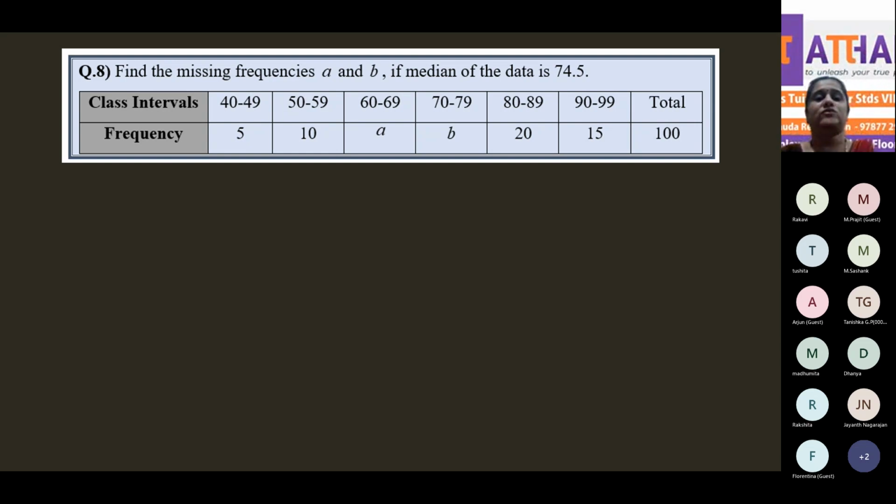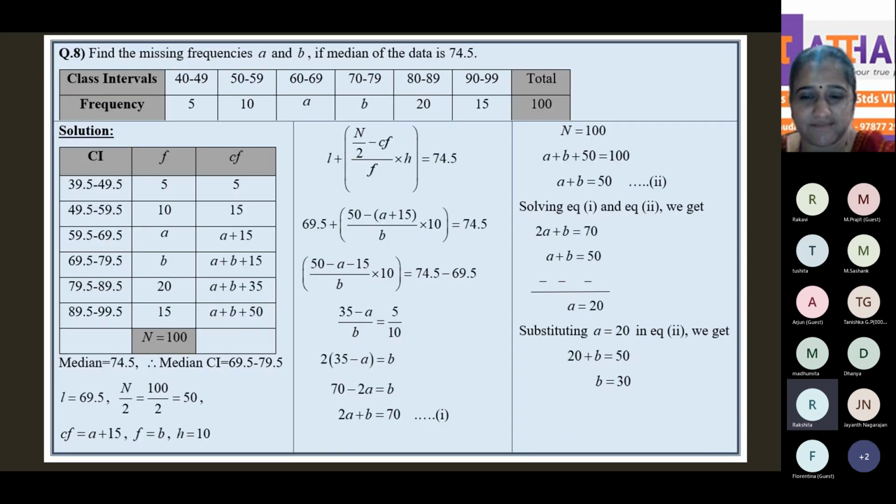A and B, values of A and B. Ma'am, I'm getting some value in point, but it's wrong. That's why. Okay, 20 and 30. So Rakshita, please check your answer with what you see here later and let me know if you were able to identify your mistakes. Otherwise, ask me in the next class.